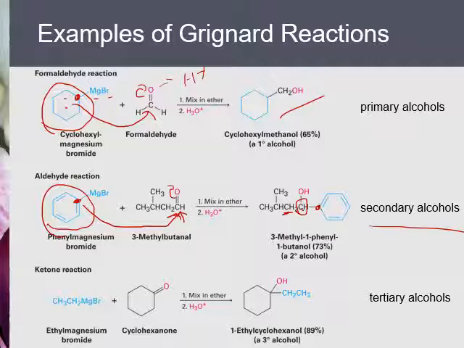In the third example, this ethyl group is a carbanion. So this carbanion carbon attacks this ketone. Note that in a ketone, the carbonyl carbon is already attached to two carbons. So when you add another one by Grignard reagent, you have three carbons connected to this carbonyl carbon. So now this alcohol is a tertiary alcohol.